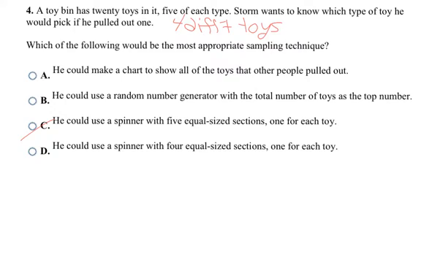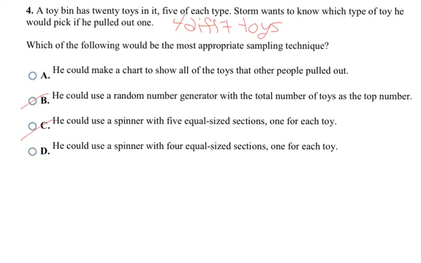Well, going back to B here, B, a random generator with the total number of toys as the top number. Well, the total number of toys is 20, and so 1 out of 20, that's not really helping him to choose which kind of toy he would get because there are duplicate toys in there. If they were all different, B would be good, but because there are duplicate toys in there, we don't want to use B.